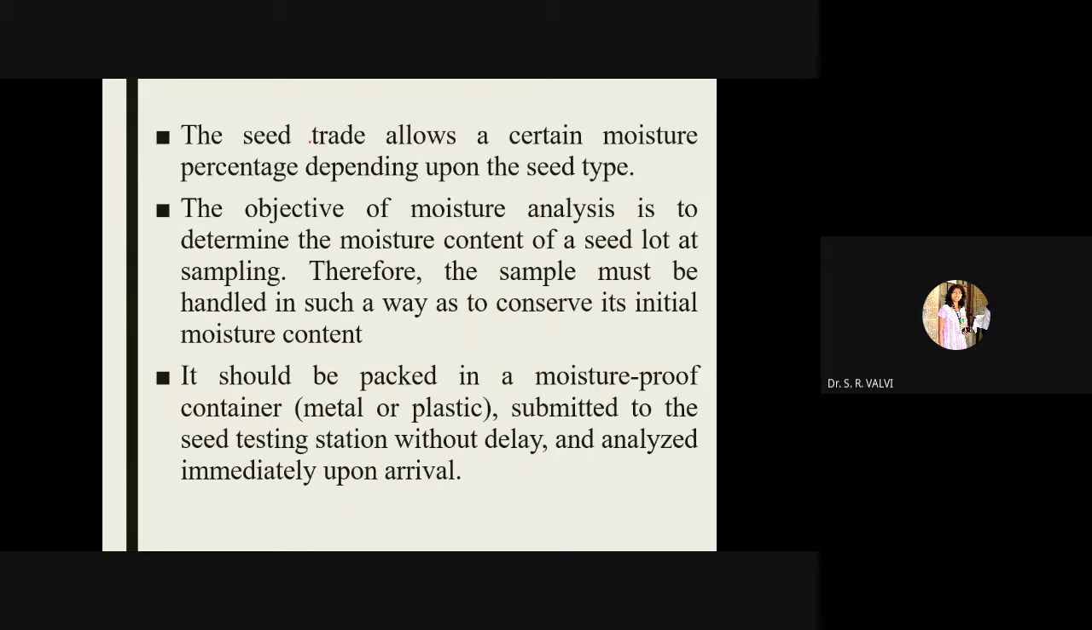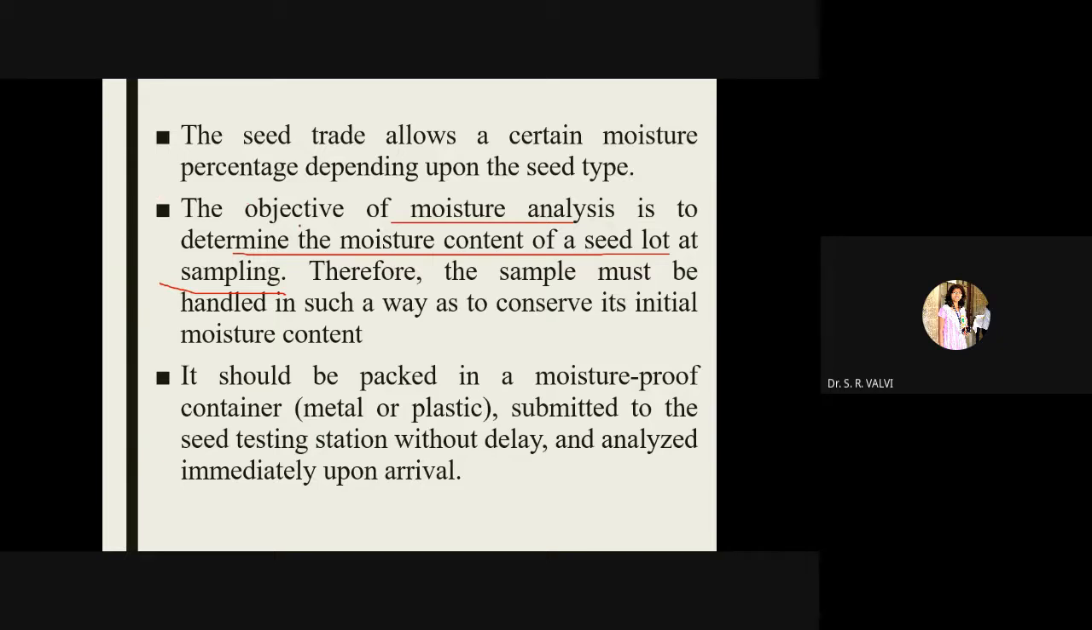Now see, the seed trade allows a certain moisture percentage depending upon the seed type. There are seed agencies and seed testing laboratories which allow seeds with a particular percentage of moisture. So the objective of the moisture analysis is to determine the moisture content of a seed lot at sampling, right? The objective of this moisture analysis is to determine the particular moisture content.